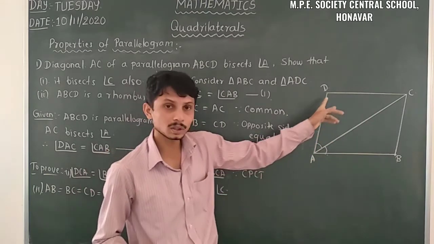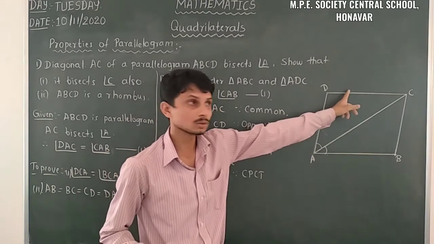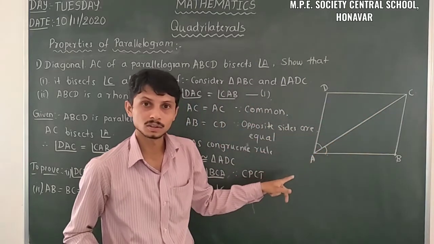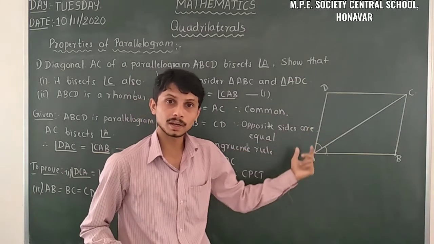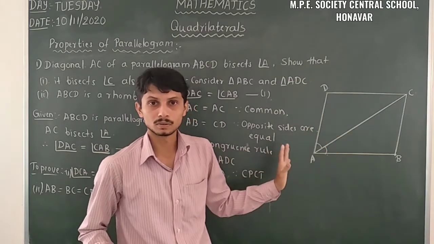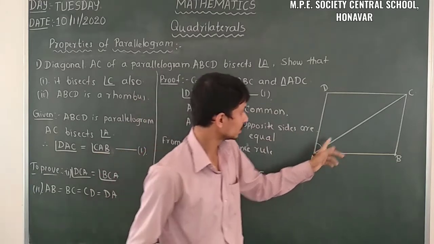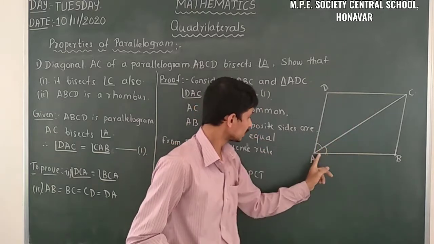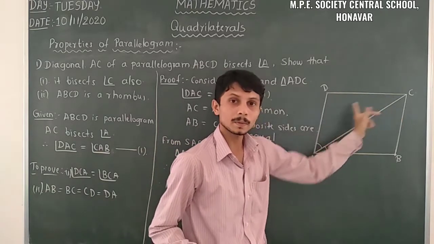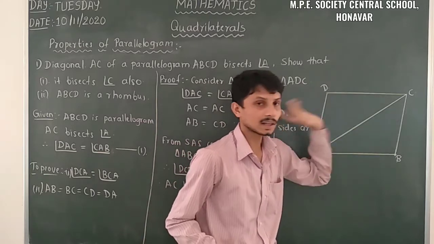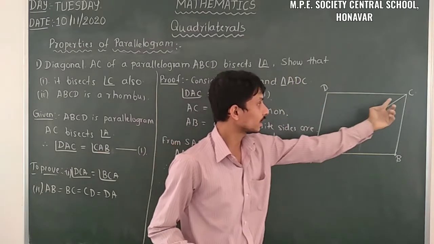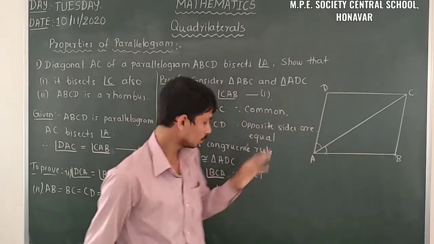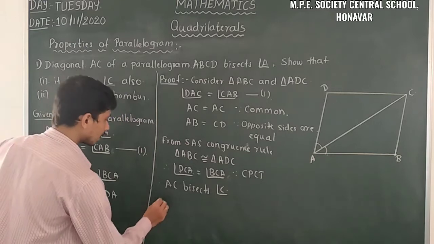Just observe, we know that it's a parallelogram. So these two sides are parallel and we have a transversal here. Then the pair of alternate interior angles are equal. So from that we get these two angles equal, this angle is equal to this angle. When these two angles are equal, we can take sides opposite to equal angles as equal. So let us take that one. It's the second one.